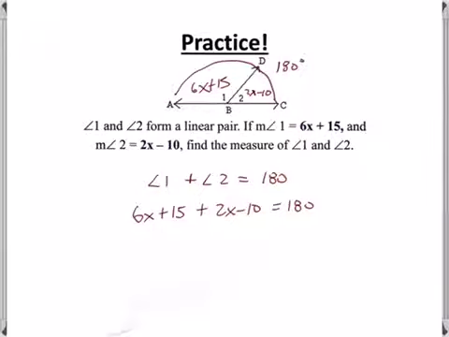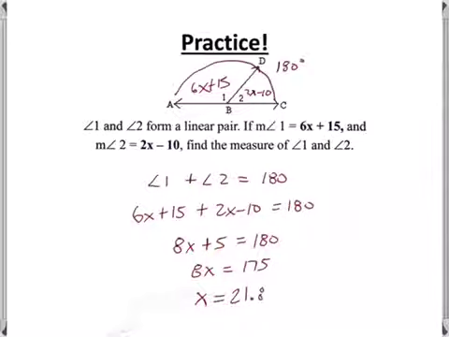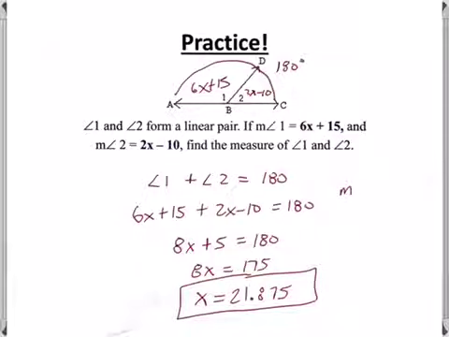I want to combine like terms, so I've got 8x plus 5 equals 180. I'll subtract 5 from both sides. I get 8x equals 175. And then I'm going to divide by 8. In this case, I get x to equal a decimal, which is unusual, but it's possible. So x equals 21.875.